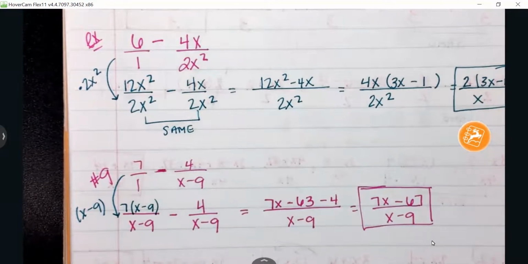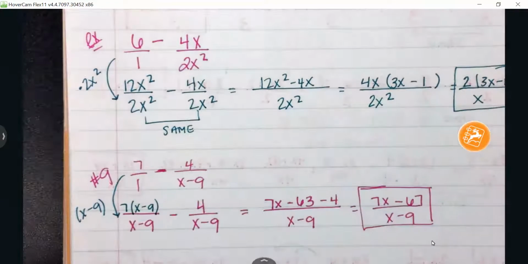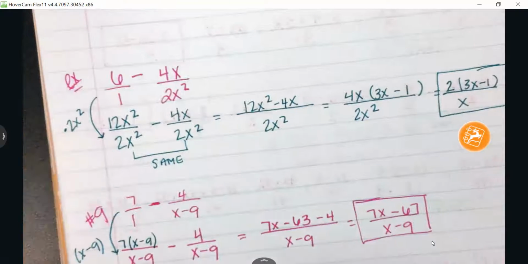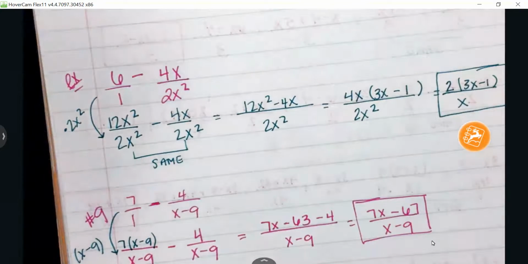Are we on the same page? Y'all do not be absent this week. It's going to be hard to learn this if you are absent, okay?